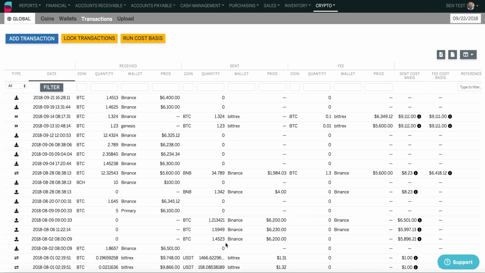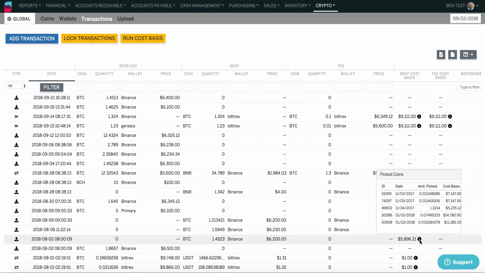To illustrate how this works, let's walk through a withdrawal. Here we have a withdrawal of this amount of Bitcoin out of the Binance wallet at a market rate of $6,200 per coin. Here you see the layers of the cost basis used in this transaction. Each is specifically identified.